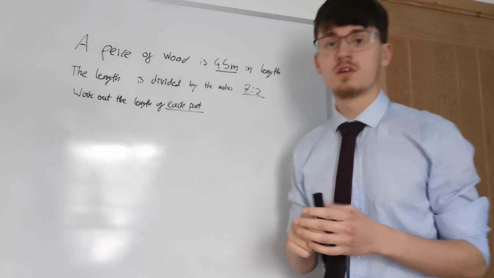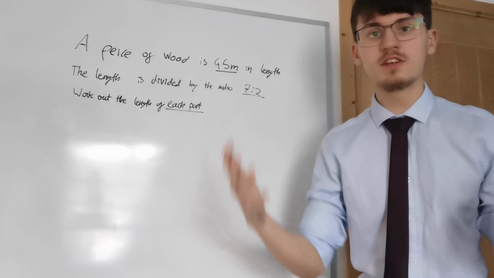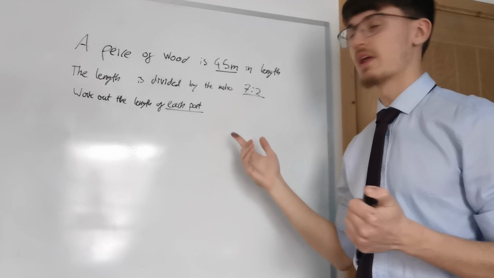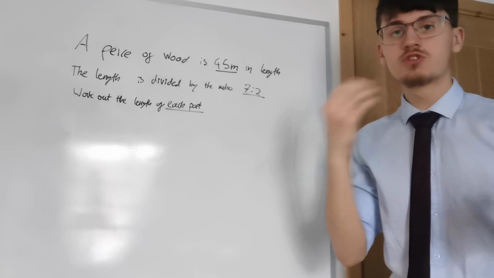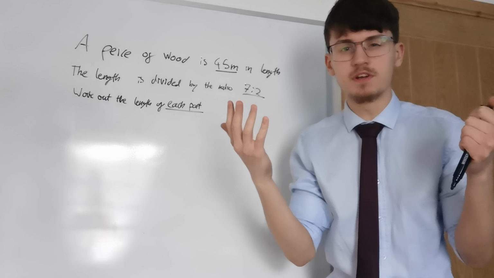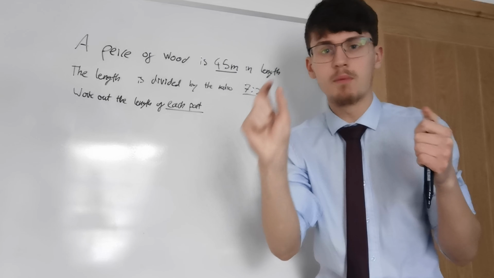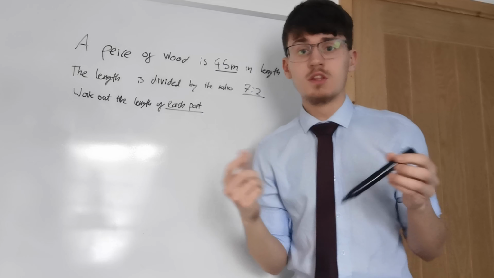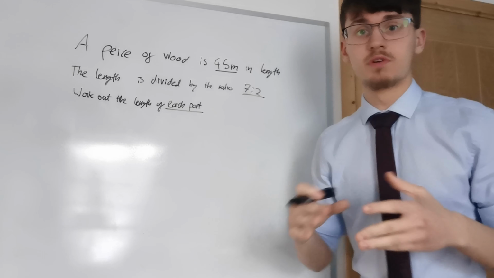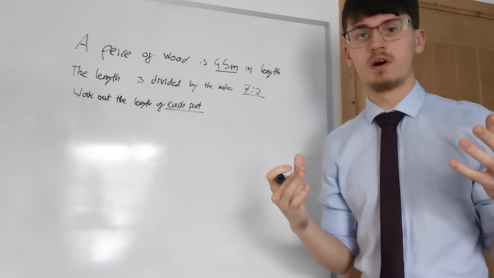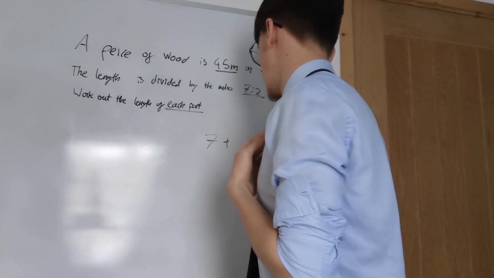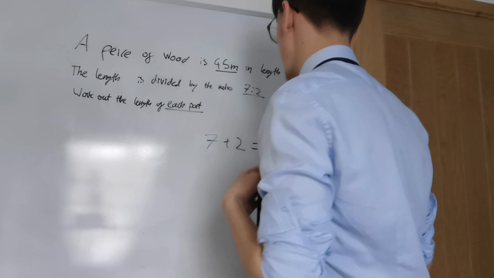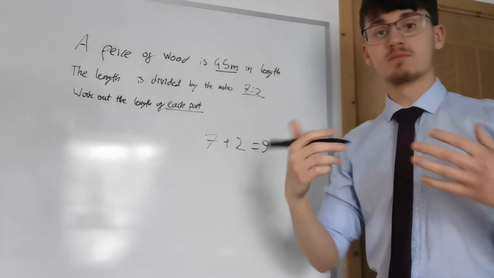Now our end goal is to find the total length of each part, right? So we've got 7 to 2. Our first step, if we use our brain, is to figure out that we need to find 1 unit, how much 1 unit of length is. The way we're going to do this is we're going to add the ratio so we can find the total number of parts. So 7 plus 2 is equal to 9. So we know that our ratios add up to 9.